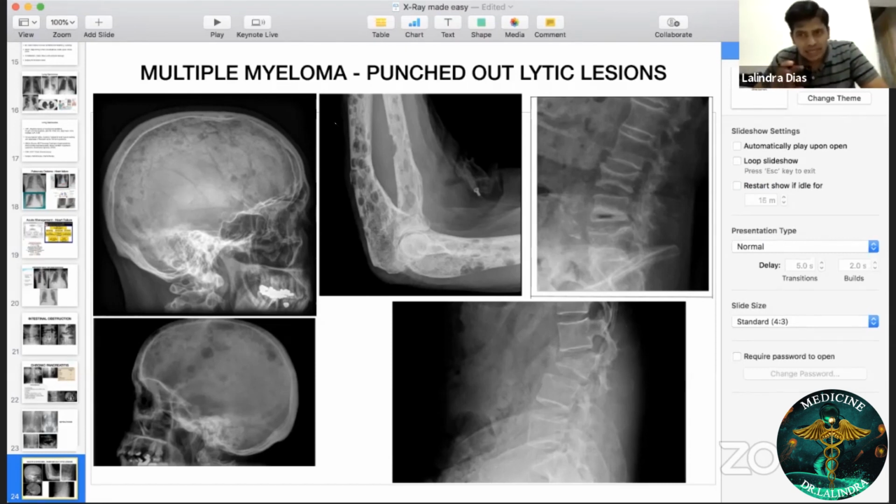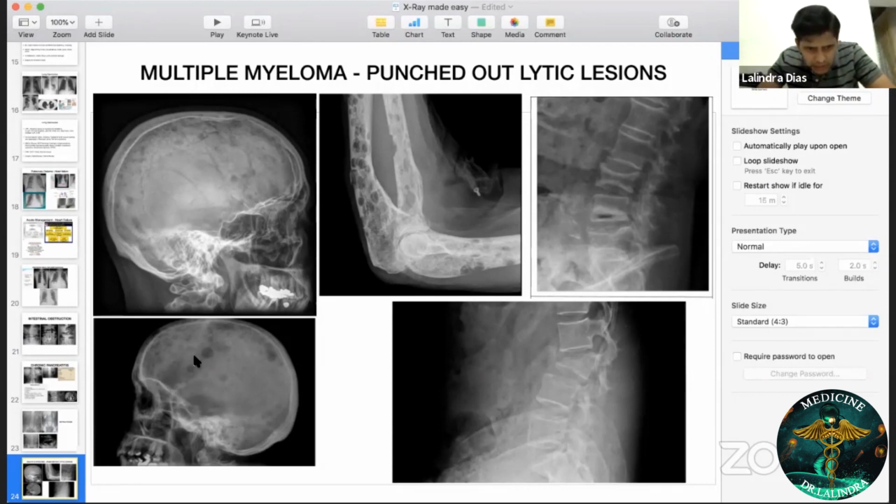In certain conditions, like certain blood cancers, like multiple myeloma. Have you heard of a blood cancer? Plasma cell cancer, called multiple myeloma. It's a paraproteinemia. In multiple myeloma, you can get punched out lytic lesions. Lytic lesions are seen like black-colored holes in various bones in our body. Particularly, you can see that in the skull. Can you see multiple tiny black-colored holes here?